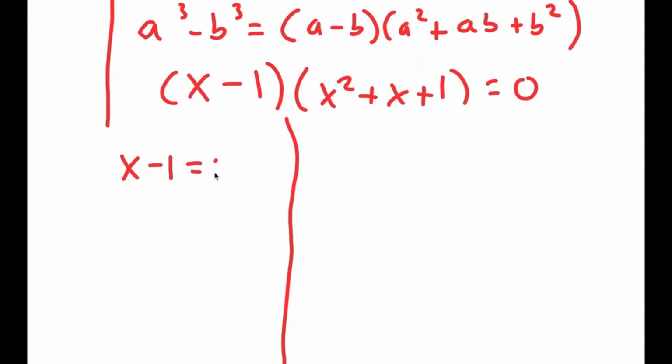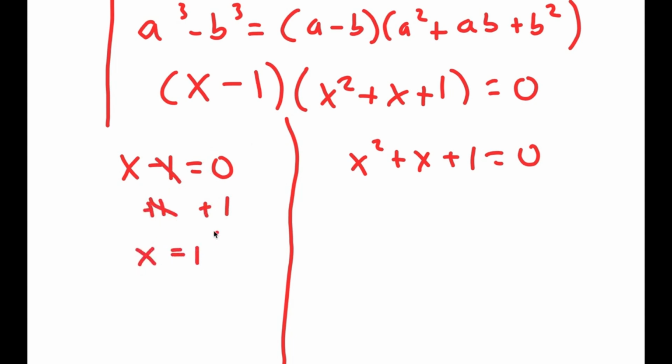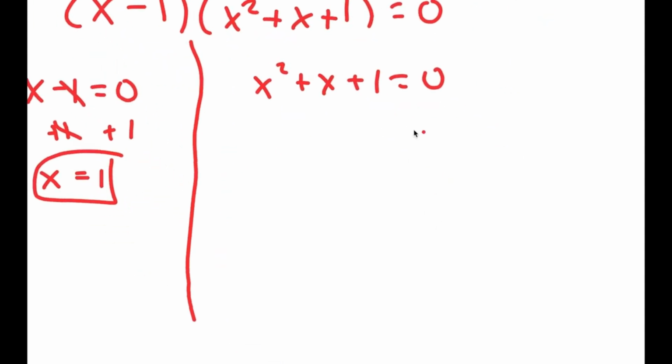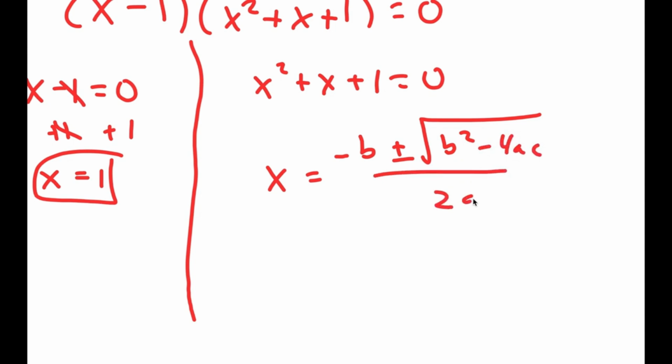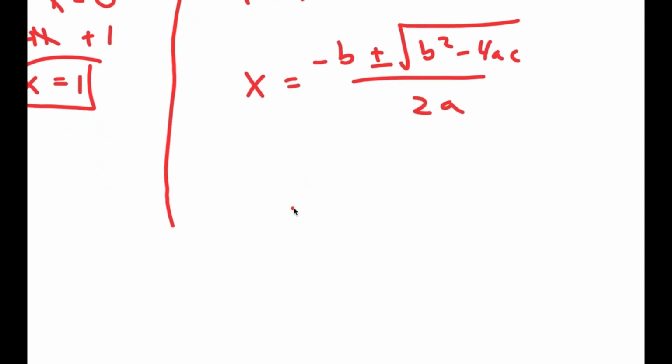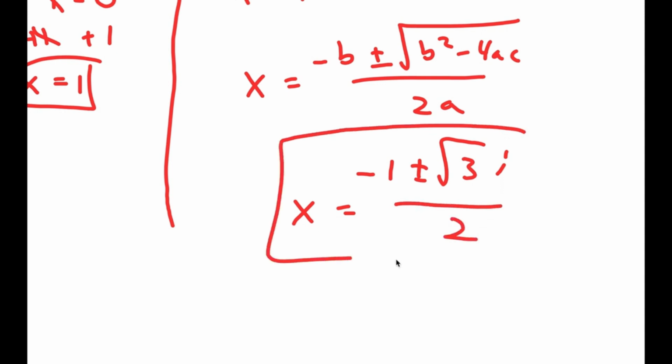So now I have x minus 1 equals 0 and x squared plus x plus 1 equals 0. So for x minus 1 equals 0, all I have to do is add 1 on both sides, and I get x is equal to 1. And for x squared plus x plus 1 equals 0, I can use the quadratic formula. So by using it, I get x is equal to negative 1 plus or minus the square root of 3i over 2. So these are two more solutions.